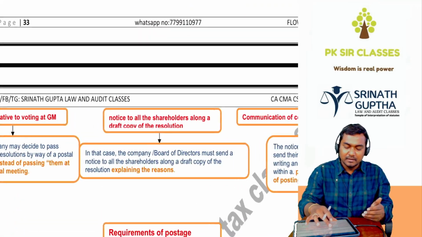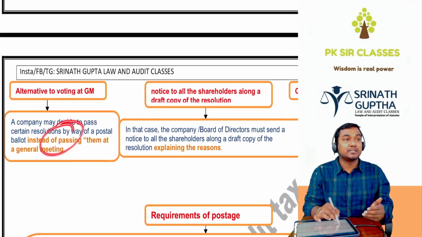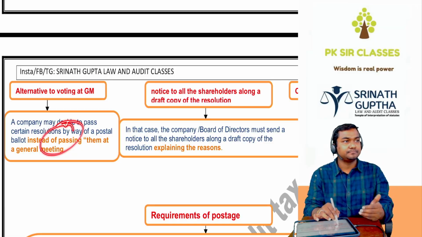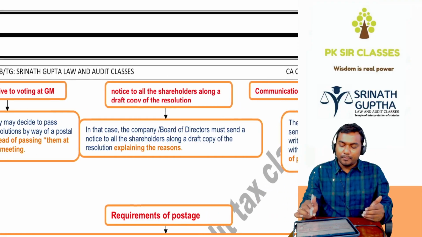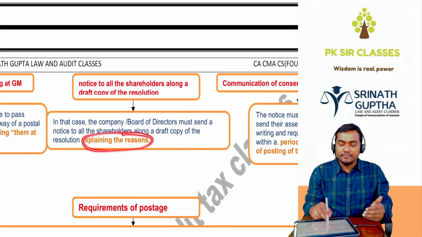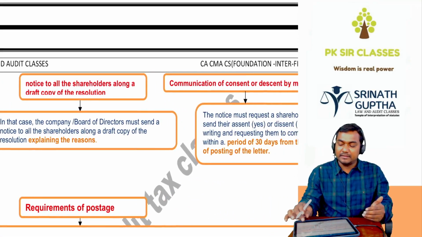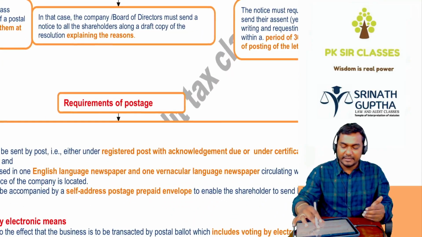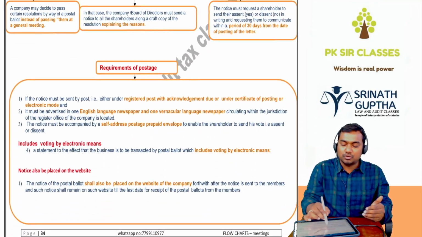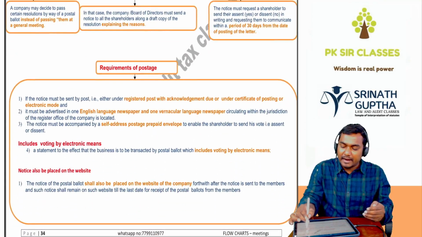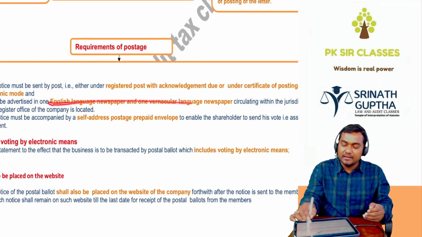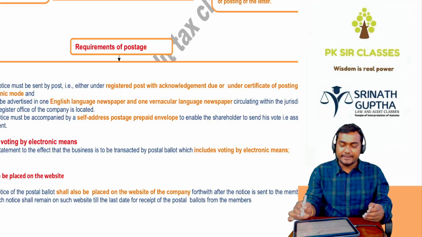It is an alternative to the general meeting. Instead of calling the members to a meeting, we are taking the decisions through post, and the company has to give the explanatory statement also if there is any special business. The shareholder has to communicate within how many days, beta? 30 days. The company can send the post through registered post, certificate of posting, or electronic mode also. The company has to advertise the same in the local newspaper and also the English newspaper.